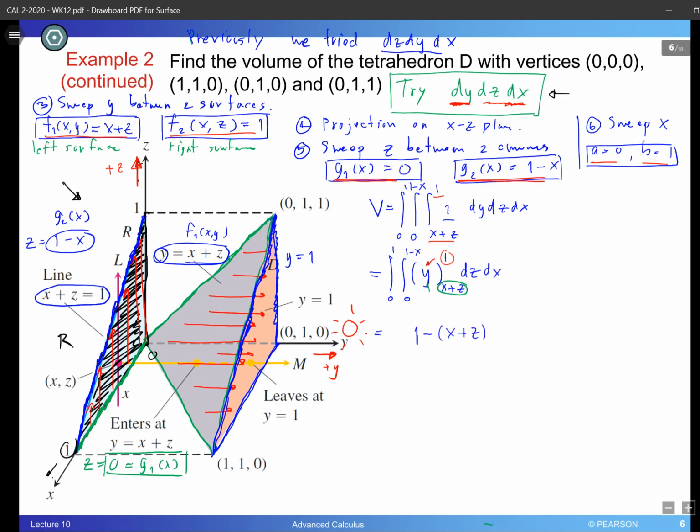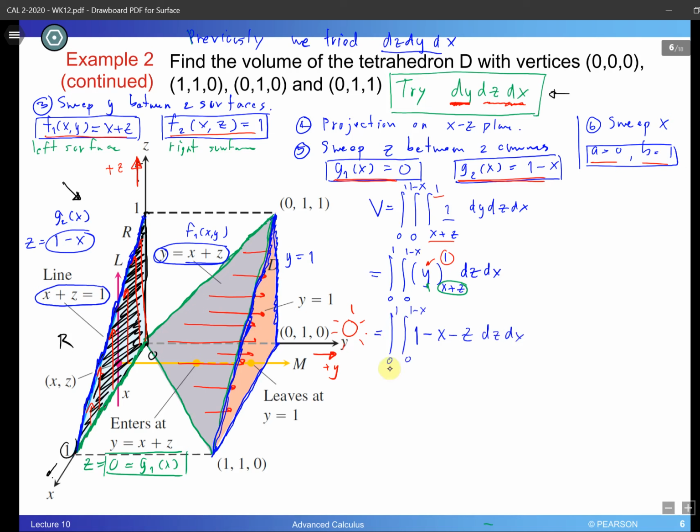And I'm going to combine all these terms right here to be just 1 minus x minus z. So let me erase this. Just 1 minus x minus z. Alright, and we are supposed to integrate this twice with respect to z and x again. Same limits: z from 0 to 1 minus x, and x starting at 0 and ending at 1.